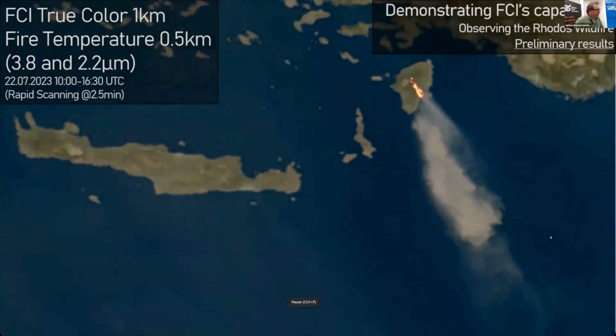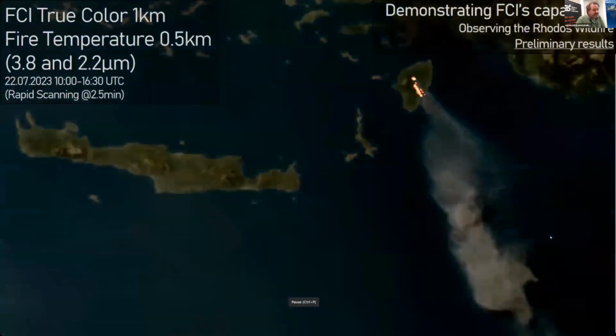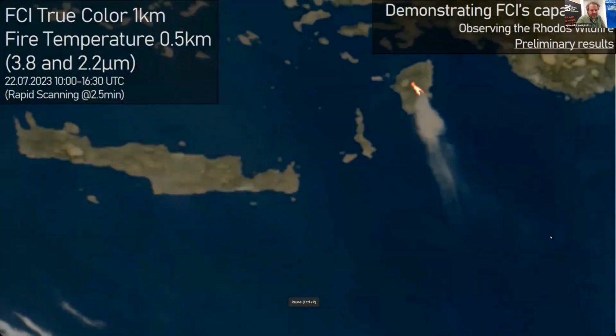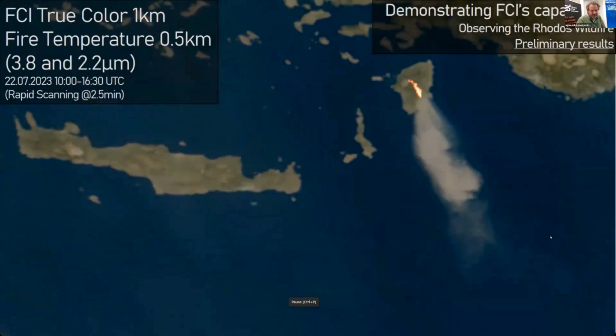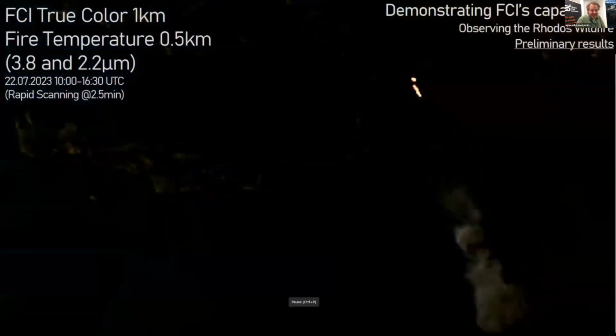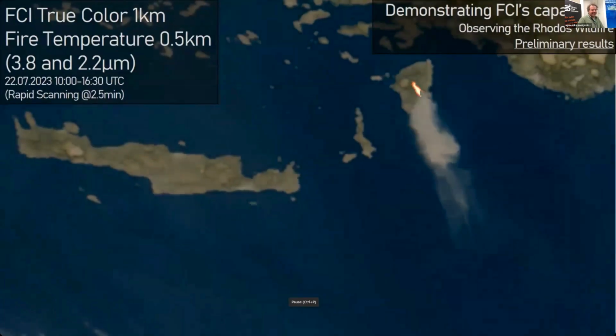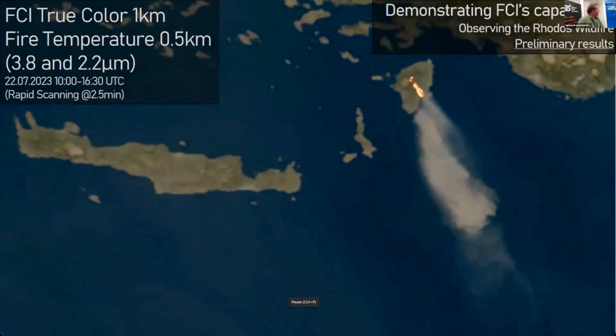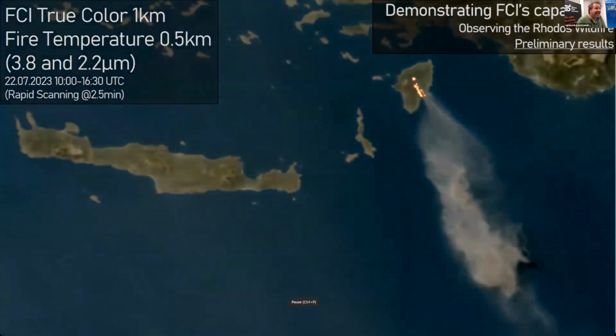So that is every 2.5 minutes. They have run it in 2.5 minute mode for a bit. I'm not even sure who can identify that island. I can't. I don't know where it is, but I think that's Crete, isn't it? The big one. But yeah, that is pretty amazing.